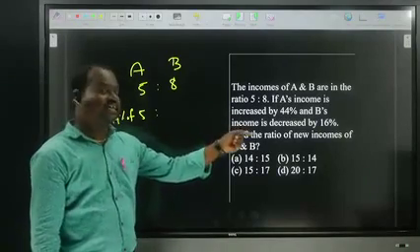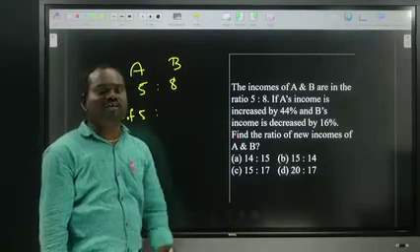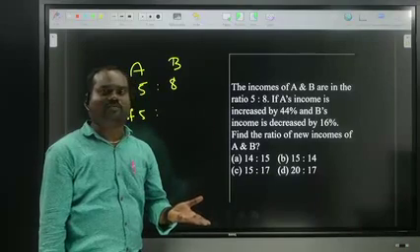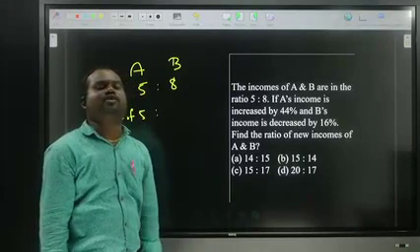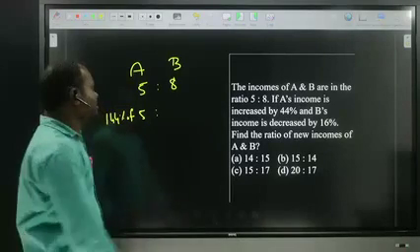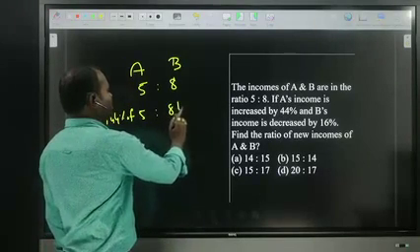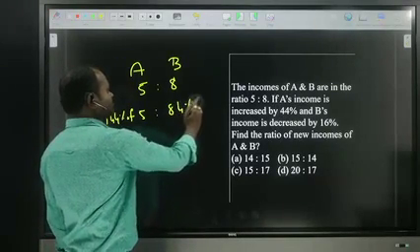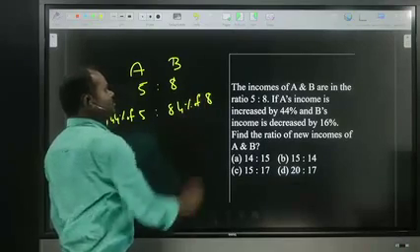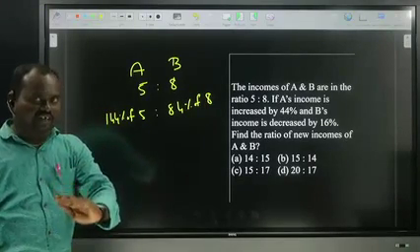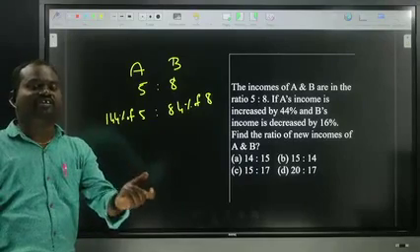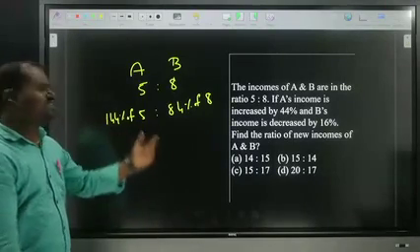B's income decreased by 16%. B actually itself is 100%. If 16% decreases, 100 minus 16 is how much? 84. 84% of 8. Right? Generally any number is 100%. If it is an increase, 100 plus. If it is a decrease, 100 minus. Just take the ratio.